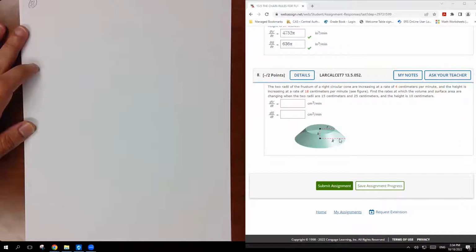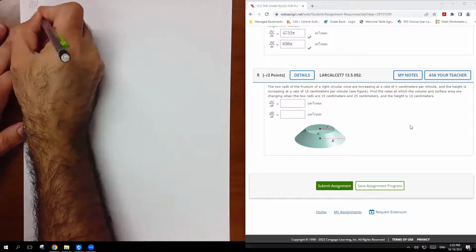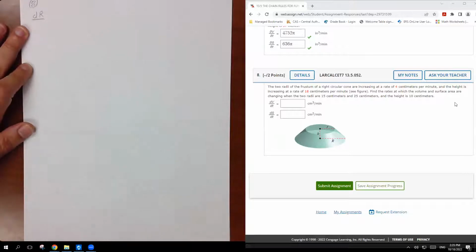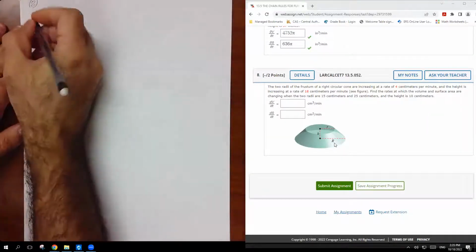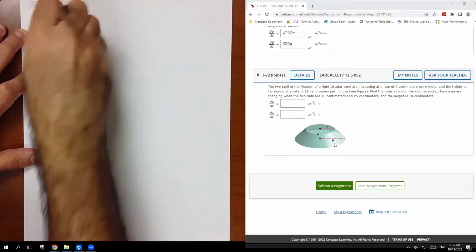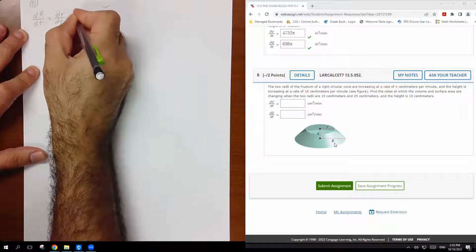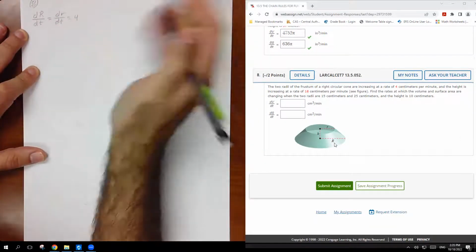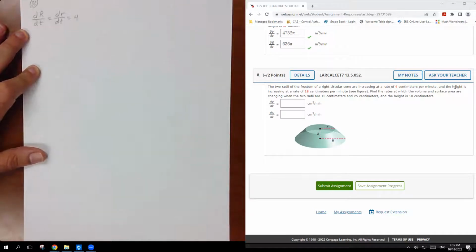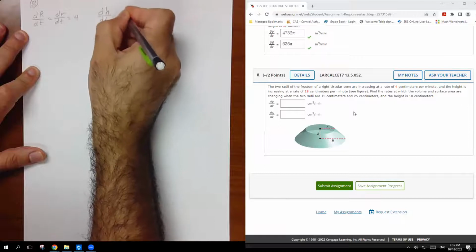So we have two radii here, and the change of these two radii is going to be 4 centimeters per minute. That means dR, the capital R, the change of this radius with respect to t, is equal to 4 centimeters. And the same thing, the change of the small radius with respect to t also equals 4 centimeters. And the height is increasing at the rate of 18 centimeters per minute. That means dh with respect to t is 18.